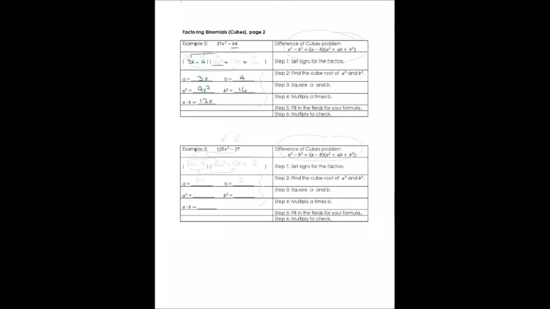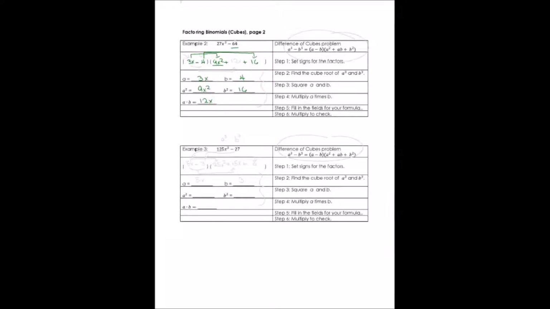I take 3x and I square it. So I'm going to say 3x times 3x, 9x squared. What do I do for the last position? I take 4 and I square it. Now remember, you don't have to worry about the signs because you've already set those. 4 times 4 is 16.